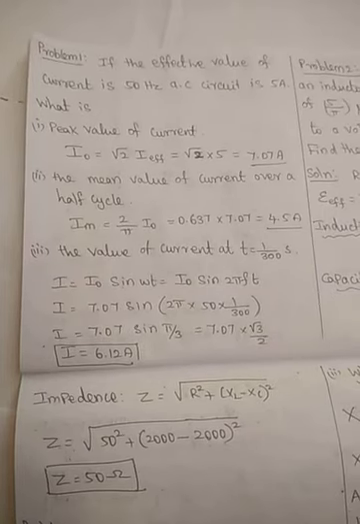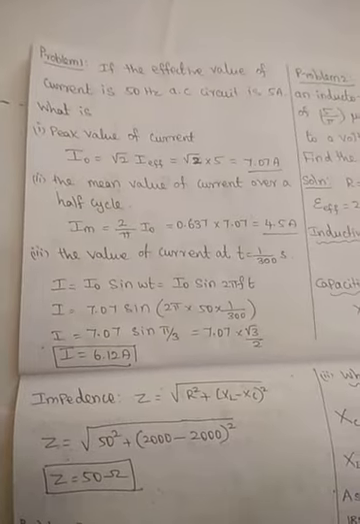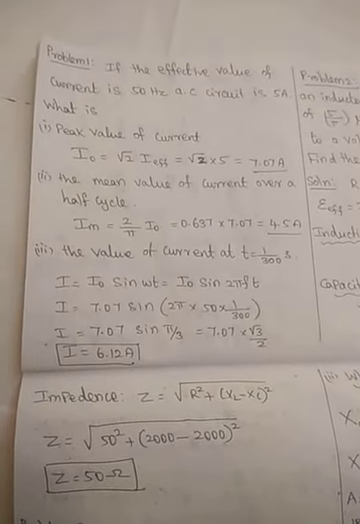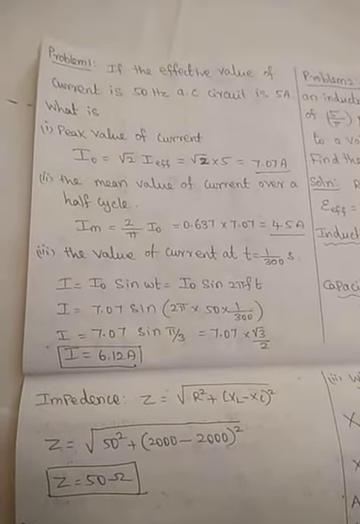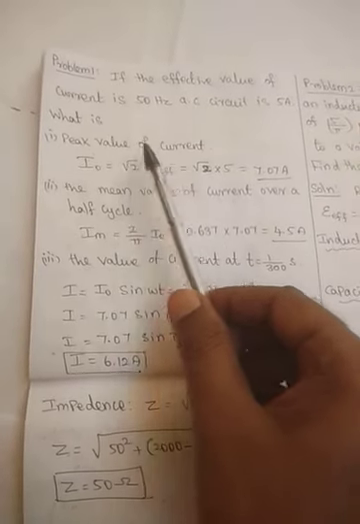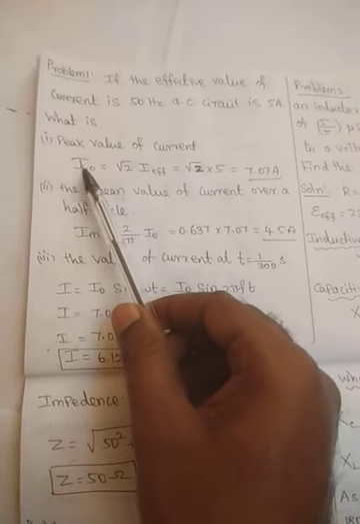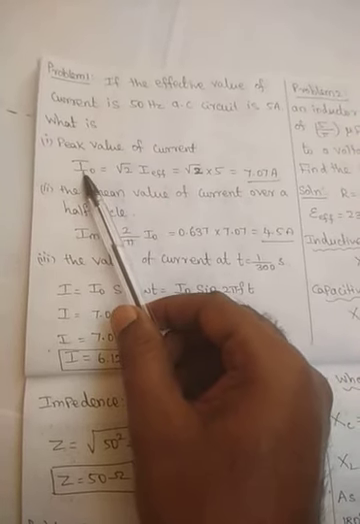If the effective value of the current in a 50 Hertz AC circuit is 5 ampere, what is the peak value of the current? The peak value means the amplitude value of the current. The current amplitude value is I naught.